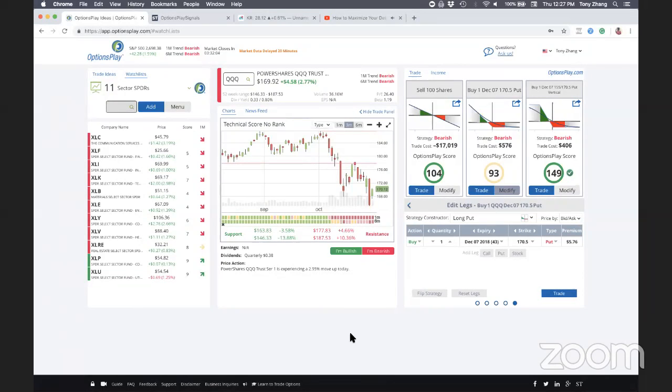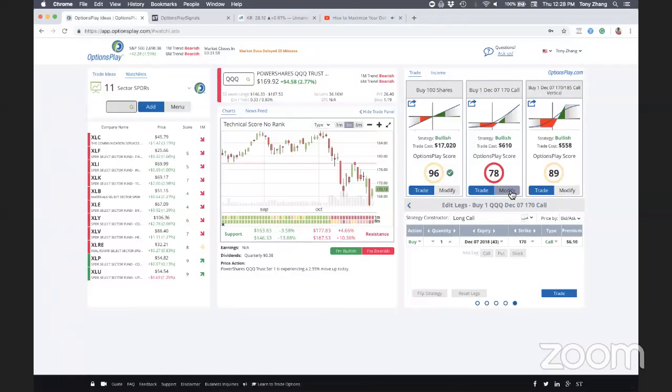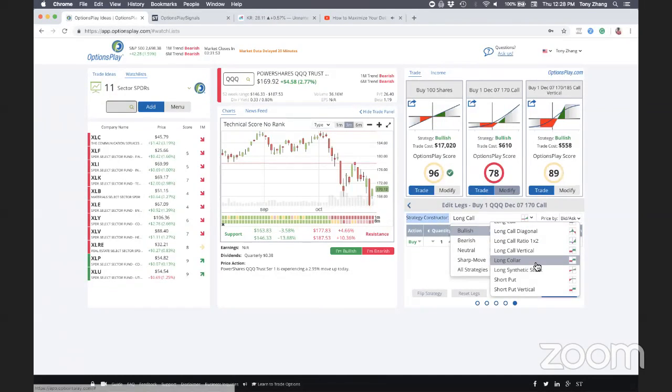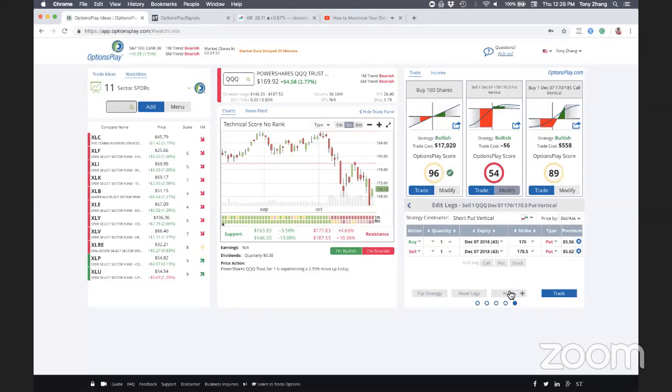So what I'm looking at is I'm going to first click on I'm bullish for QQQ. And I'm going to modify this using our strategy constructor to construct a put vertical. So I'm going to select bullish, and I'm going to select a short put vertical. And I'm going to change the expiration to November 23rd, which is roughly 30 days out, so in that 2 to 5 week range that we talked about.